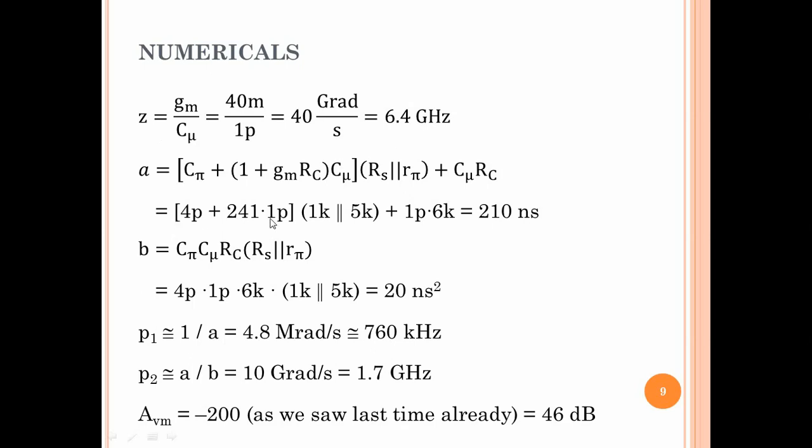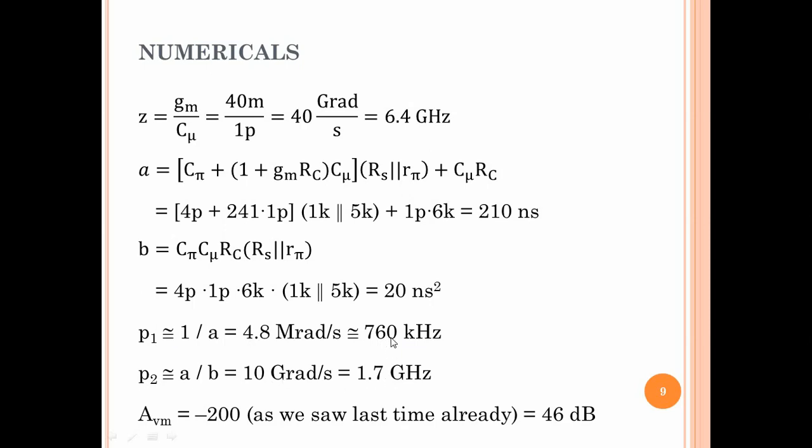And A turns out to be, so by the way, A has the unit of time, RC, right? A is some R times some C, turns out to be 210 nanoseconds, and B is RC squared, so it turns out to be 20 nanoseconds squared. And so P1 is 1 by A, and it turns out to be 760 kilohertz. P2 approximately turns out to be 1.7 gigahertz.